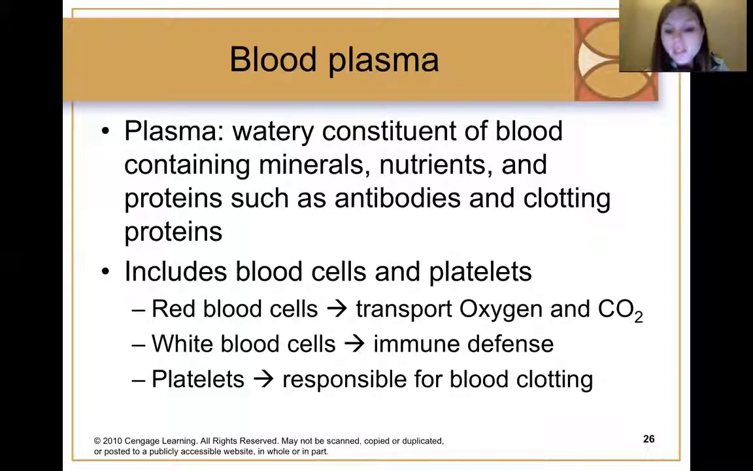White blood cells are responsible for immune defense. If you go to the doctor and they say your white blood cell count is high, that's a good indicator that you have an infection, because those white blood cells are responsible for immune defense. And then platelets are responsible for blood clotting. Blood clotting is really, really important because if you get a cut or anything happens, you really want your blood to clot, otherwise you'll bleed out. The platelets are responsible for that.